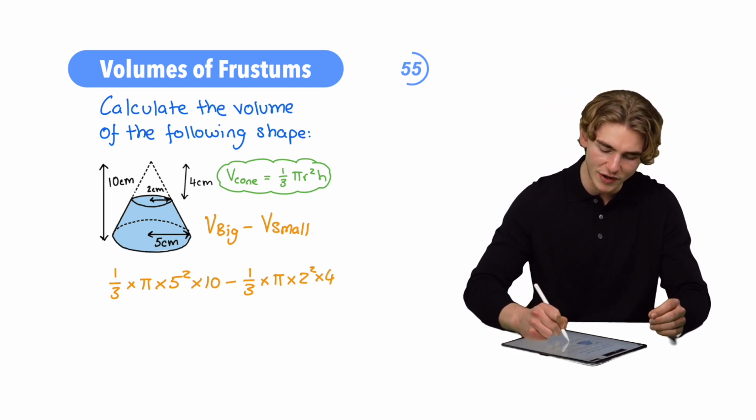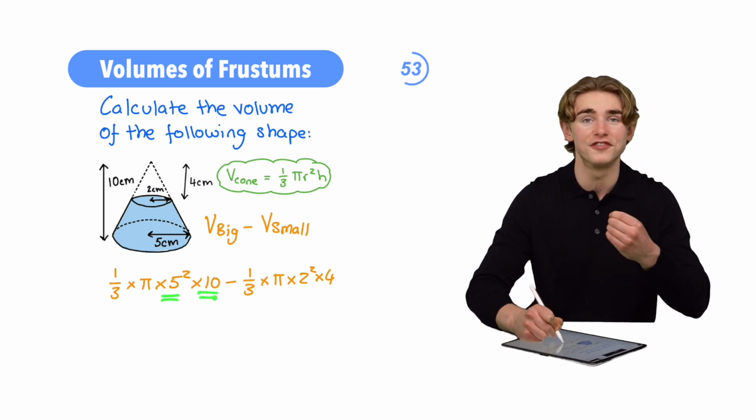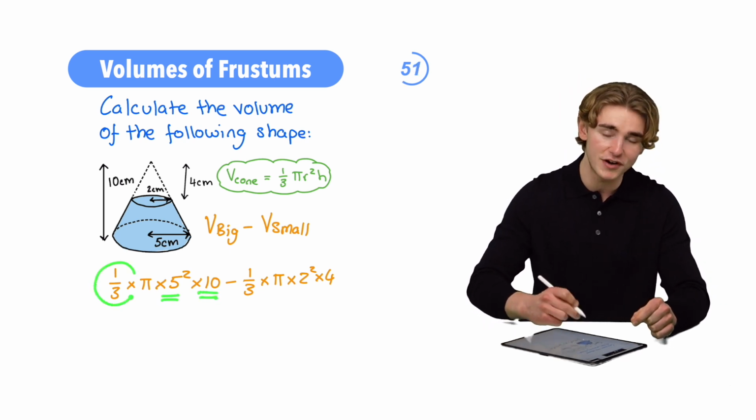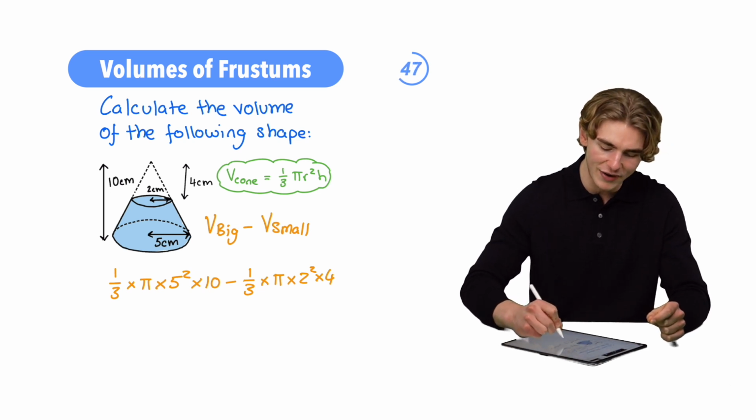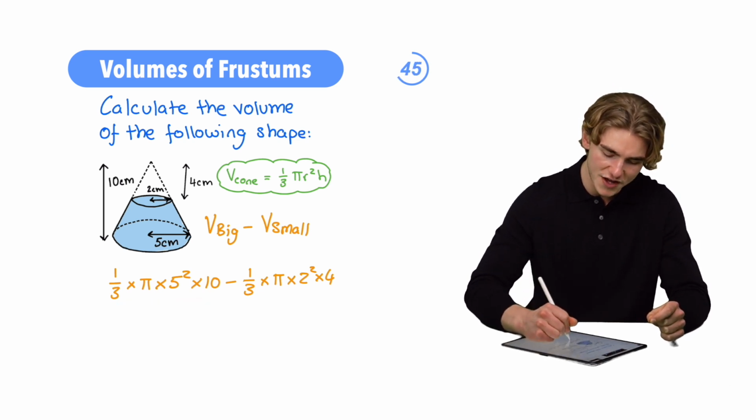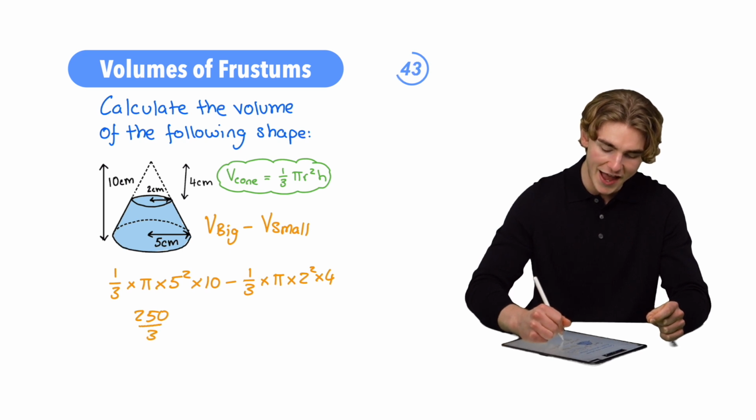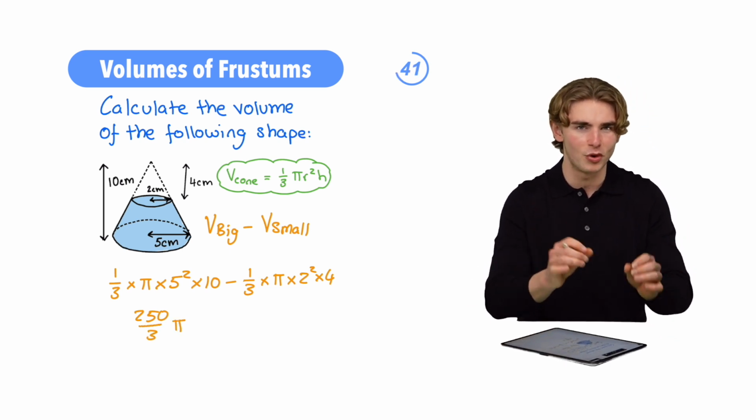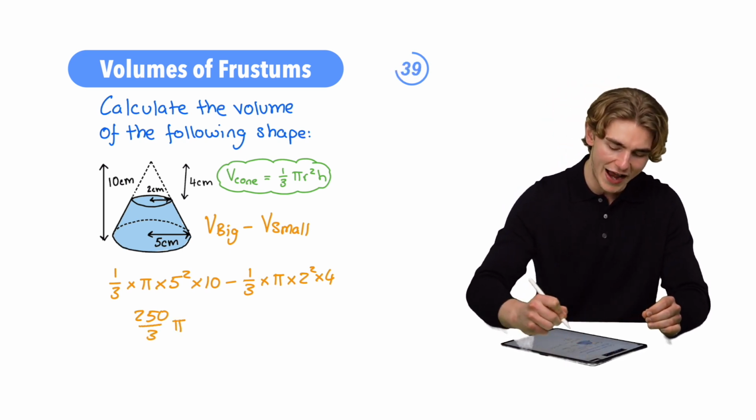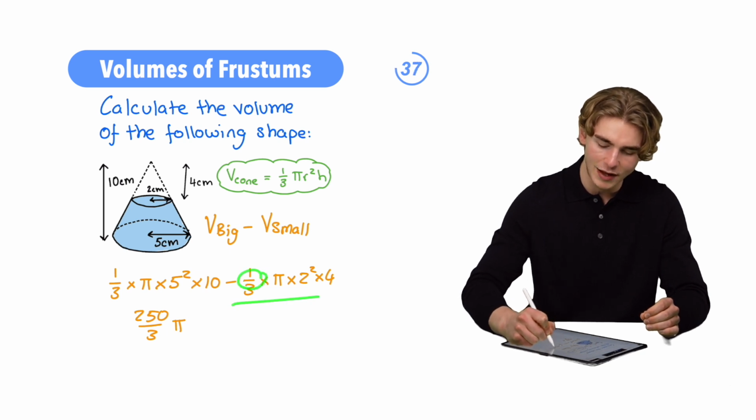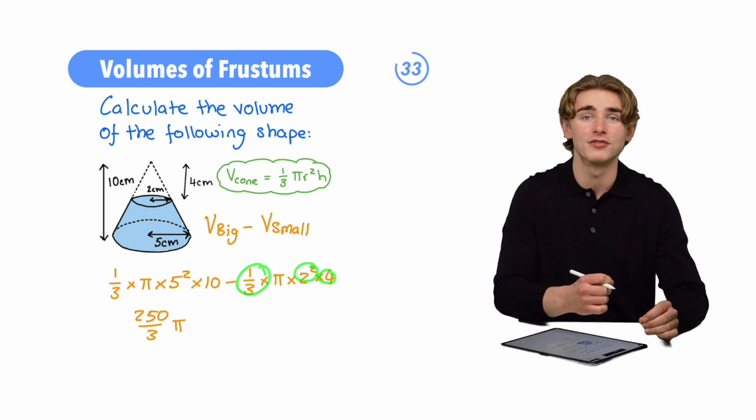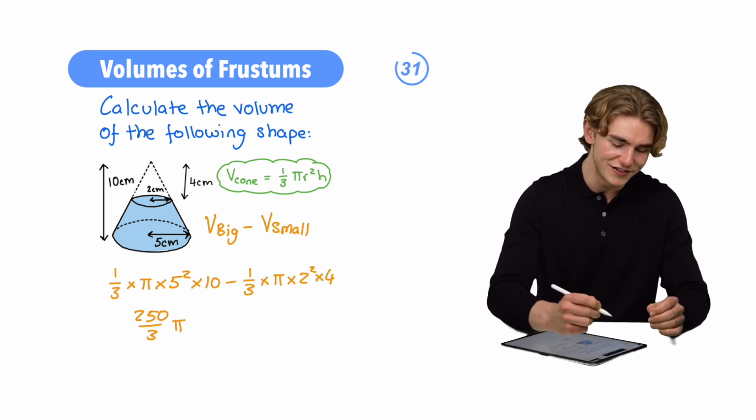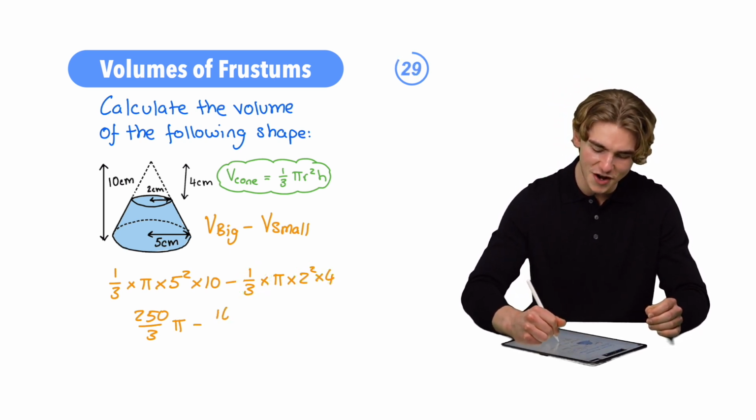5 squared, that's going to be 25. 25 times 10, that's going to be 250. And 250 times 1 over 3, we can write that as 250 over 3. So we can simplify the whole of our left-hand side to 250 over 3 pi. If that was a bit confusing, slow it down, pause it, and try and work it out. Now, what about this right-hand side? What are we going to have? We're going to have 1 over 3 times 2 squared, which is going to be 4. 4 times 4 is going to be 16. 16 over 3 is going to be the result of doing 16 times 1 over 3. So we're going to have minus 16 over 3 pi.